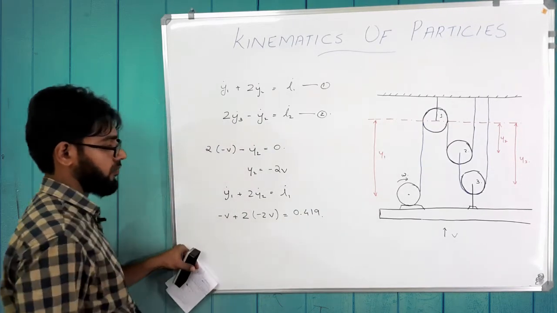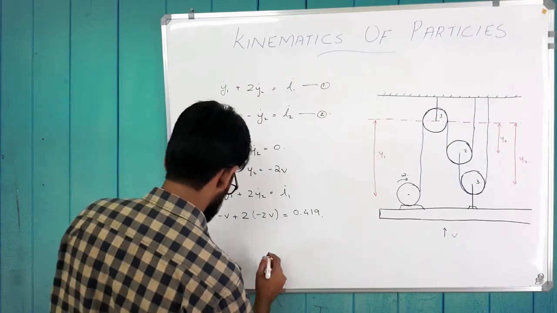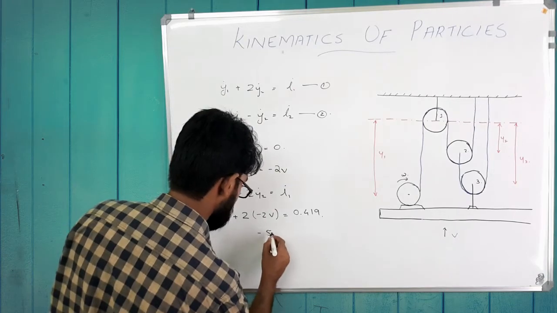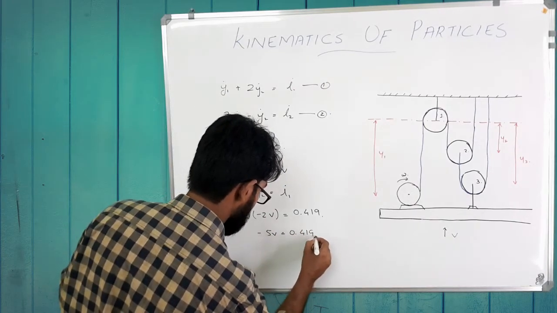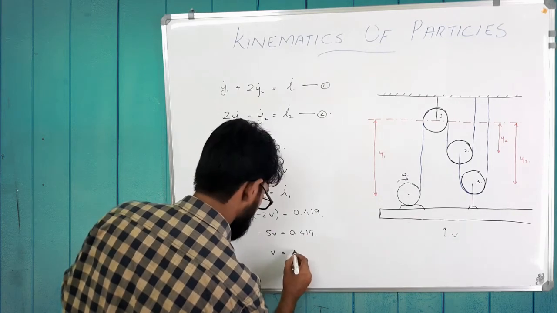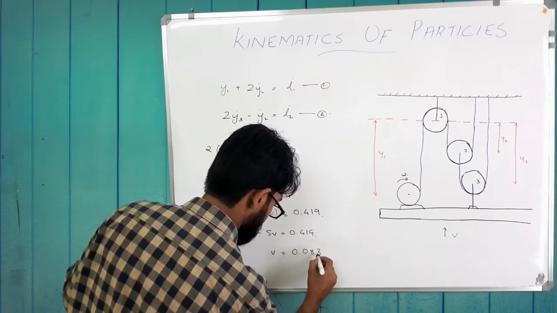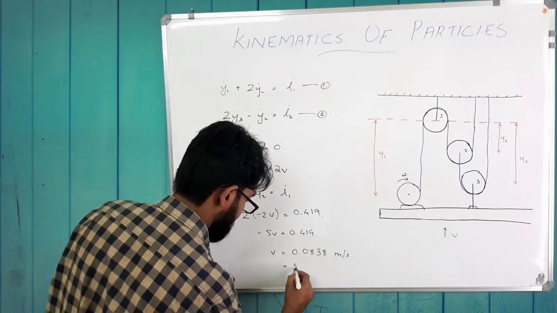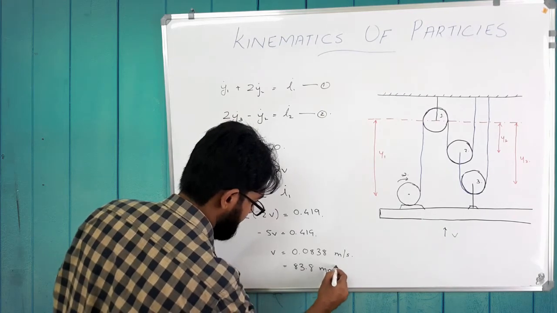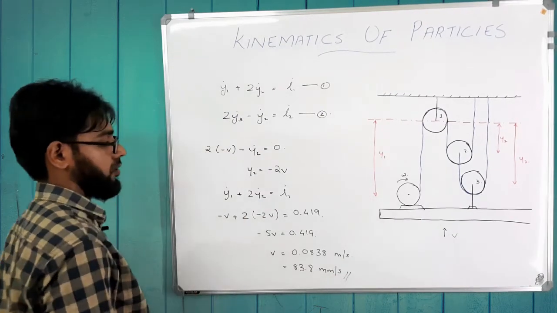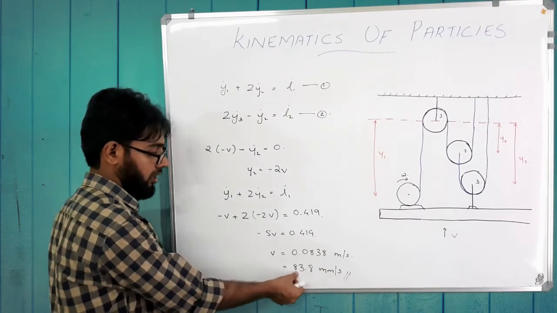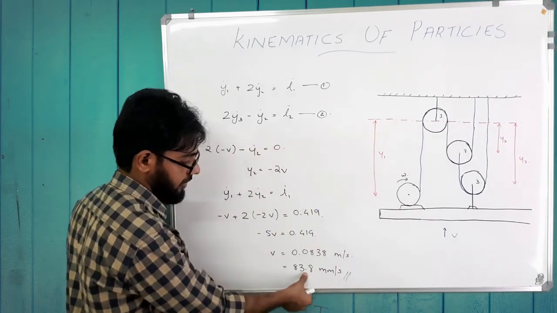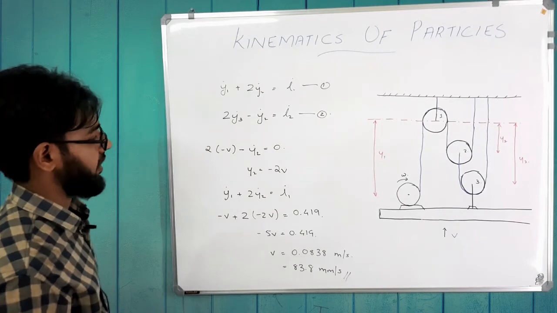L1 dot is equal to 0.419. So as such, if you substitute this value, you will get minus v minus 4v, minus 5v equals 0.419, or v equals 0.0838 meter per second, which I can write as 83.8 millimeter per second. So as such, the velocity of the scaffold by which it moves up is equal to 83.8 millimeter per second.